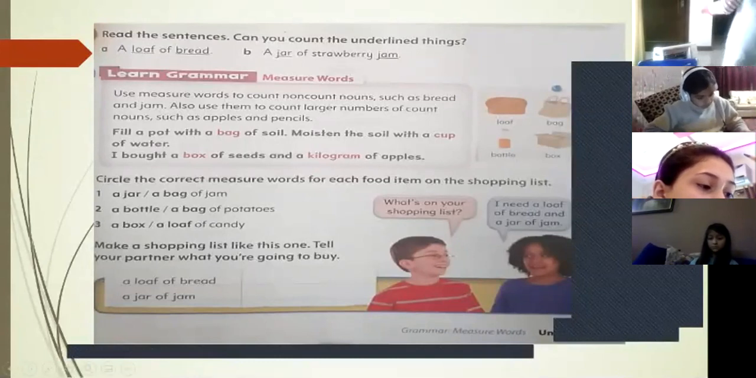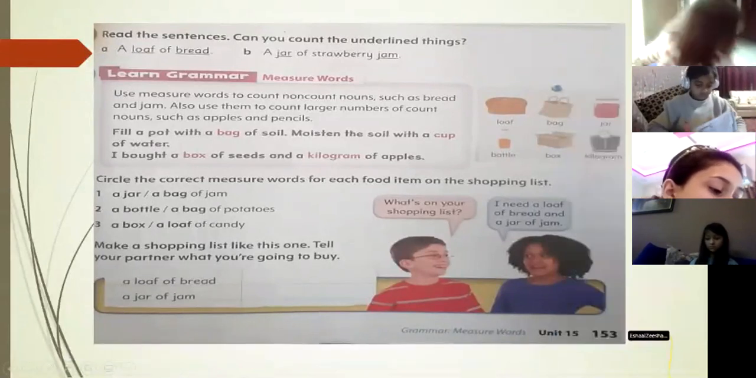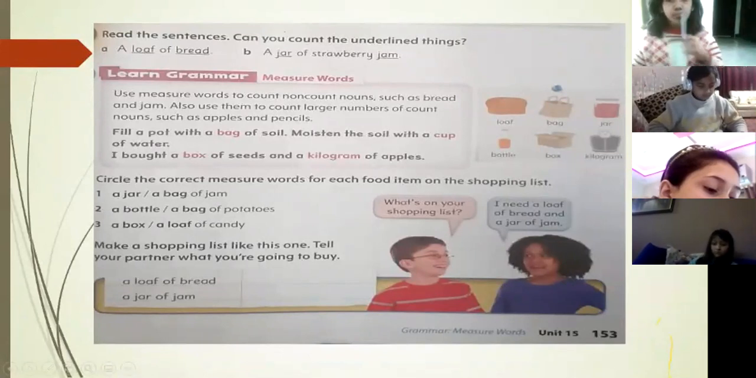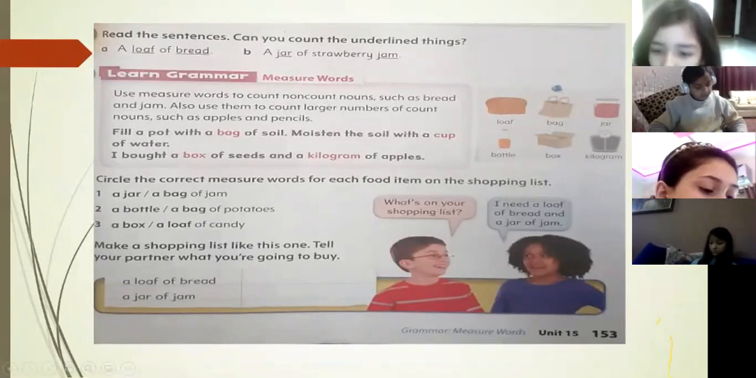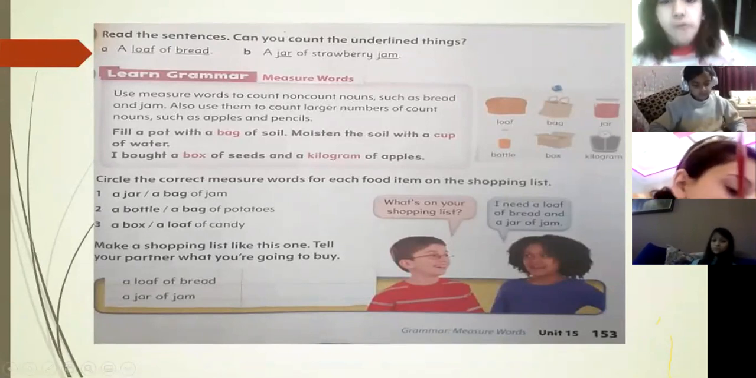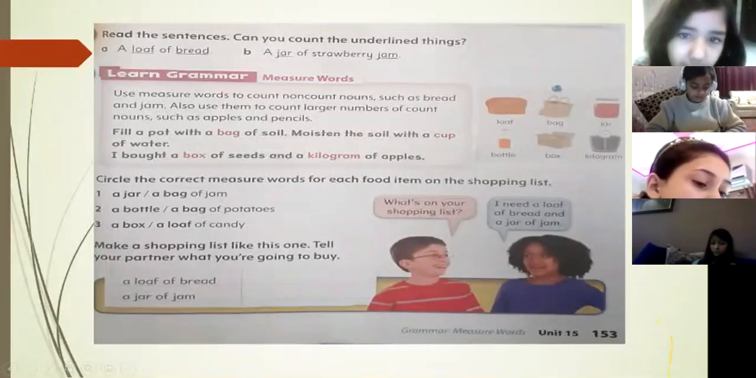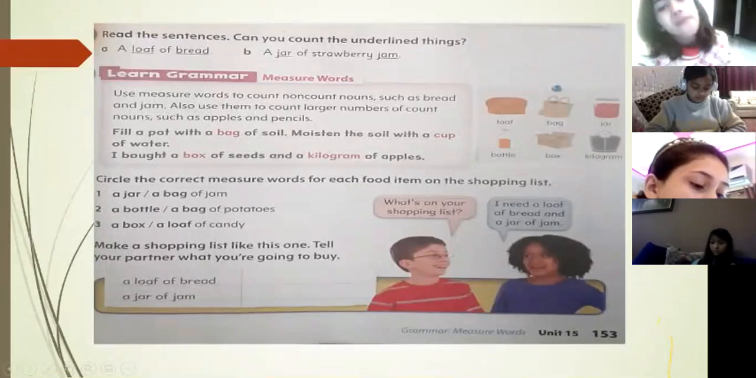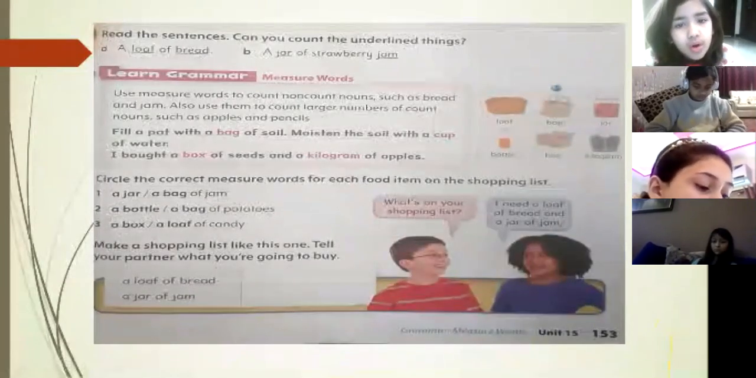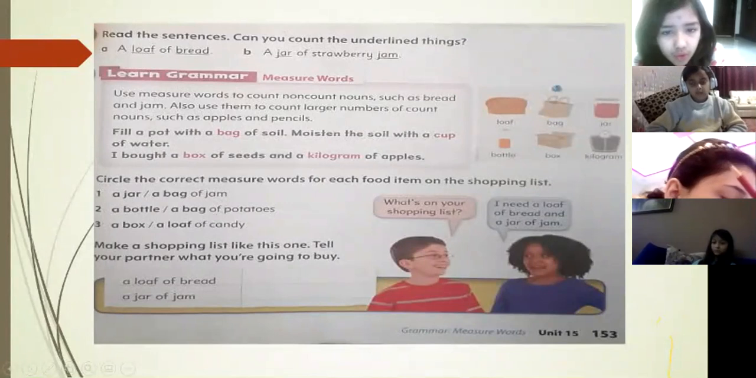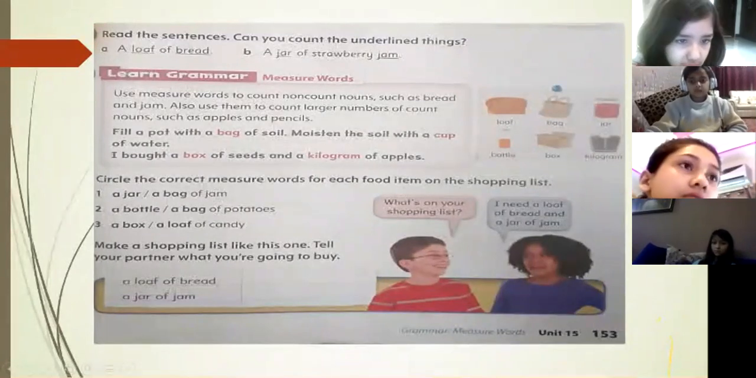So these are some of the measure words which we basically use in our daily lives too. So fill a pot with a bag of soil, moisten the soil with a cup of water. I bought a box of seeds and a kilogram of apples. So you see over here, for the word soil, we use a bag of soil. With the water, we use a cup of water, a glass of water, okay, a jar of water. So we can use these words for water. A box of seeds, a pack of seeds, right? Kilogram of apples. Apples are always measured in kilograms.